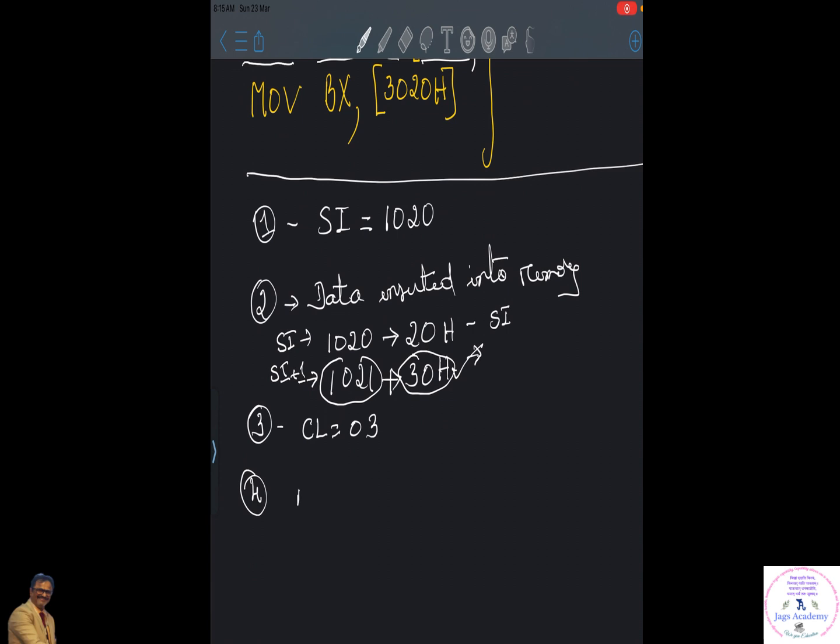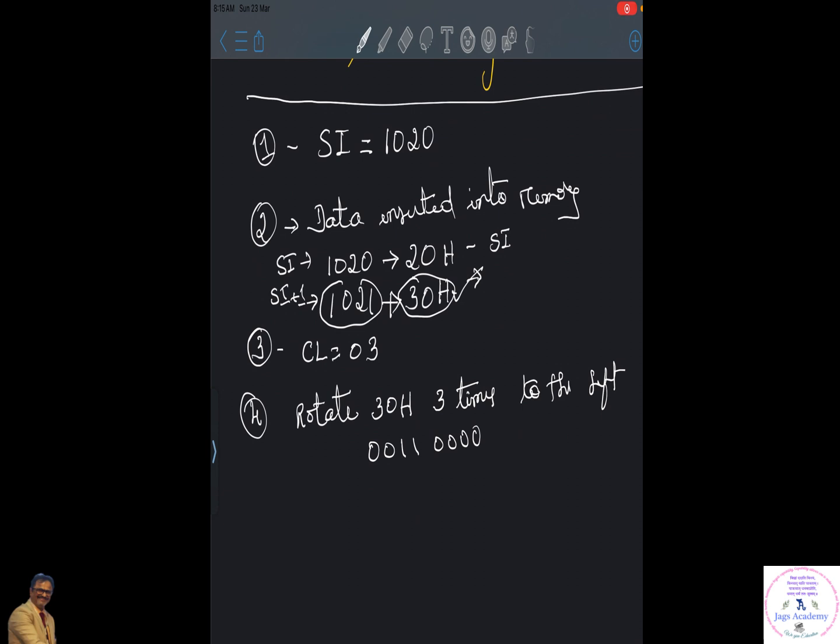So in this instruction, you rotate 30H, only the byte, 3 times to the left. Now tell me what happens when you rotate 3 times to the left. Put the binary equivalent: 0 0 1 1 0 0 0 0. Now how do you do it? Rotate 3 times. When you rotate 2 times, what will happen?